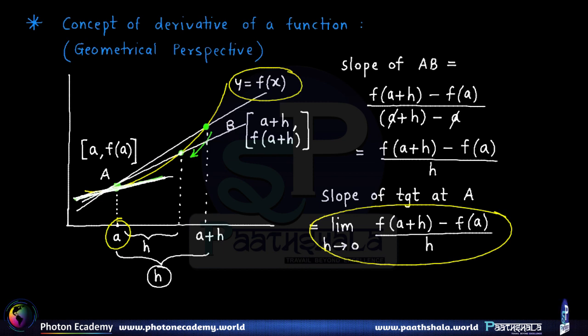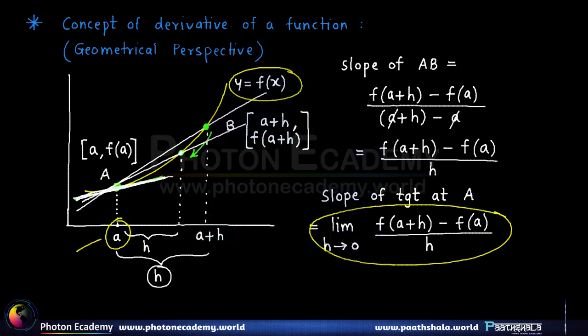Now that is why we have to specify the point. If I just say find the slope of the tangent to some curve, obviously the question is at which point, isn't it? To draw a tangent, we first must know at which point we have to draw it. So we have to remember that the derivative of any function is always defined at a particular given point.